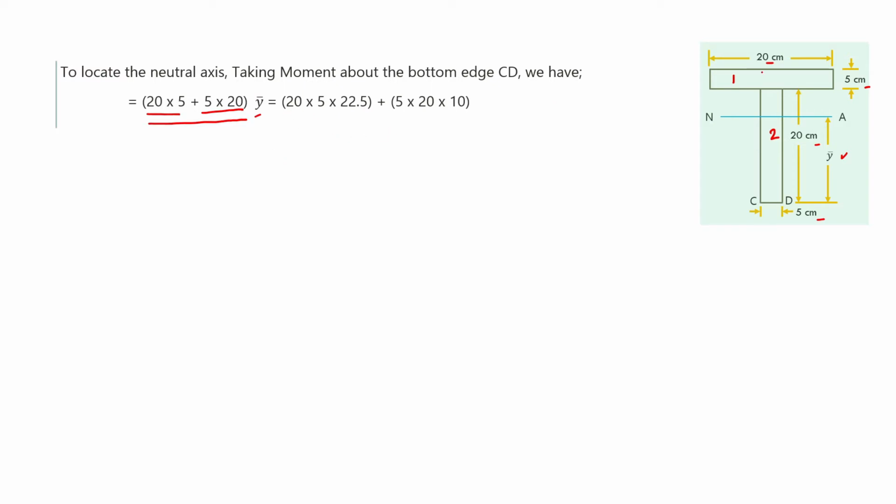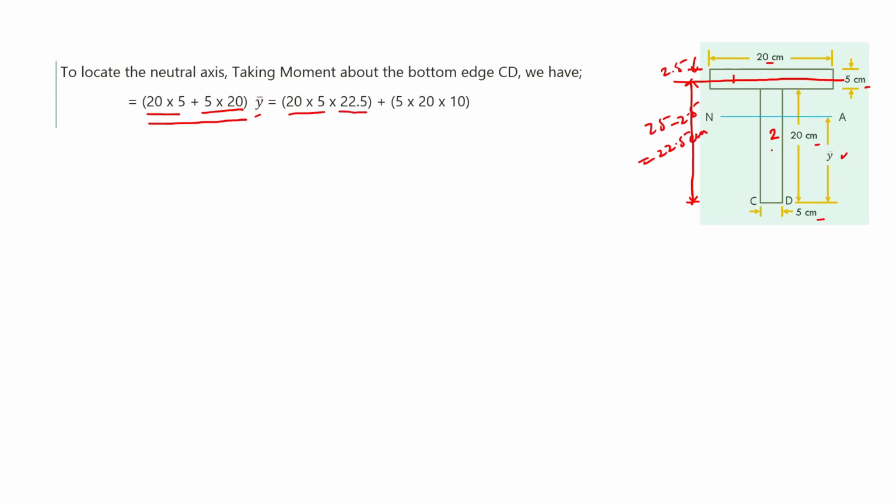Now this will be equal to first part 20 into 5, the area. This is the area of the first part, 20 into 5. Now the distance of its centroidal axis. Centroidal axis means the centroidal axis of the first area. So obviously this centroidal axis will lie at the mid of the height, means from the top this is 2.5 centimeter, means 5 by 2. So the distance of this centroidal axis from the bottom edge CD, it will be 20 plus 5 means 25, because this is the distance from the bottom to top. 25 minus 2.5, this is equal to 22.5 centimeter. So this is the distance 22.5 centimeter.